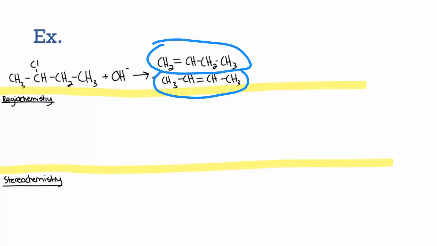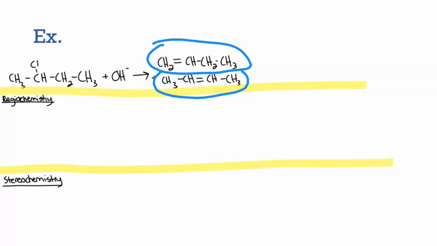So this is my alpha carbon here. We have two beta carbons on either side. So I can take this chlorine group and one of these hydrogens, or I can take the chlorine group and one of these hydrogens. That will give me these two products. This one would form if I took this hydrogen here, and this one would form if I took this one.